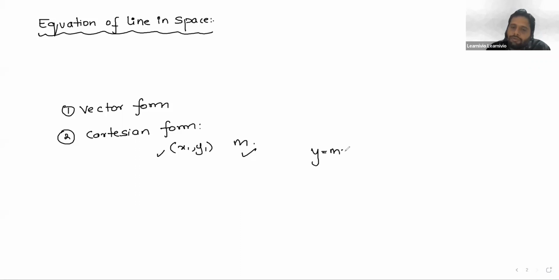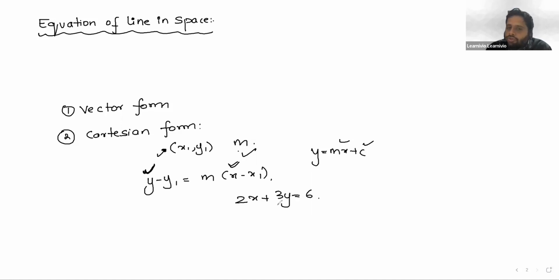This is the formula we use when we have a slope and intercept. When a line is passing through a point and having the slope, then we have this equation: y minus y1 is equal to m(x minus x1). Here x1, y1 is the point, m is the slope. In Cartesian form, we always write x and y. For example, 2x plus 3y is equal to 6. This is the equation of a line.